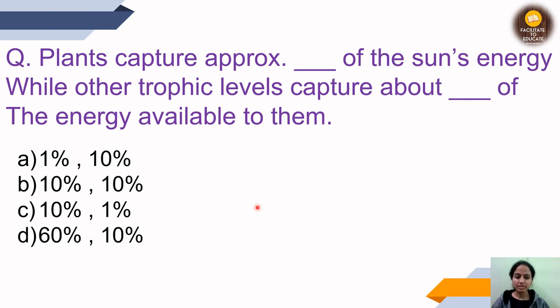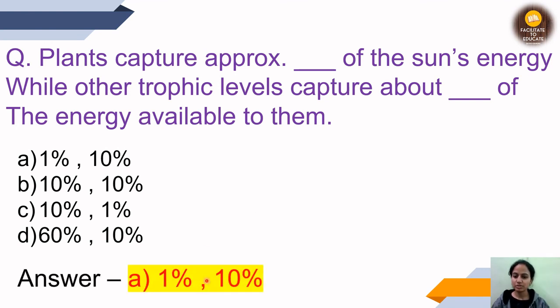So the answer to the question will definitely be the first option, because the plants can only capture 1% of the sun's energy. This is a very important question. They are only capturing 1% of the sun's energy, and the next trophic levels are getting 10% of the energy of what the previous trophic level has got, right? So 1 and 10%.